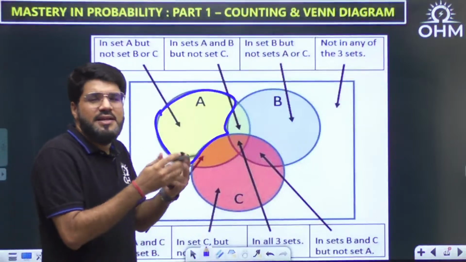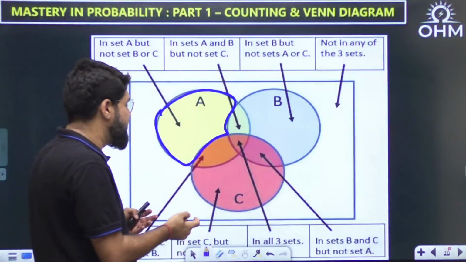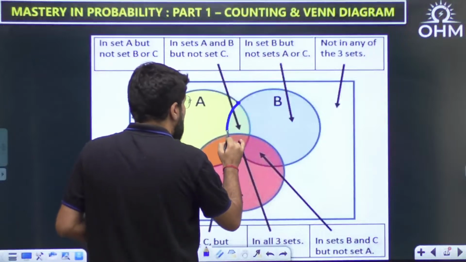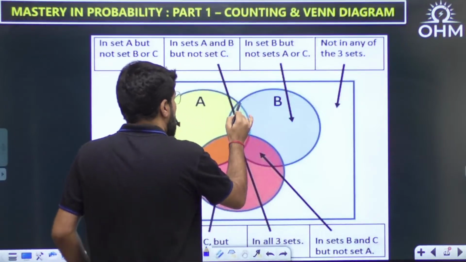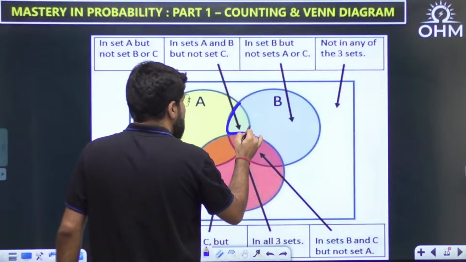But let's understand by the logic that we have developed in the previous question. Similarly, when I talk about this portion, only this much of the portion.